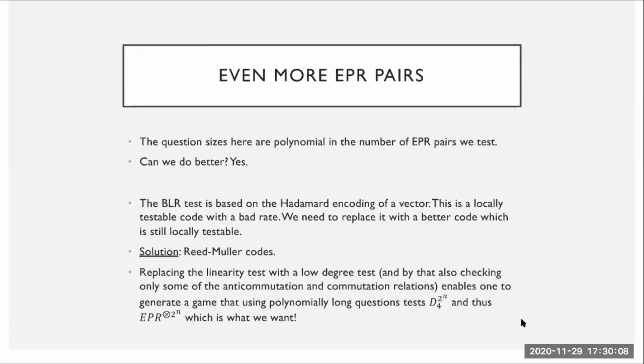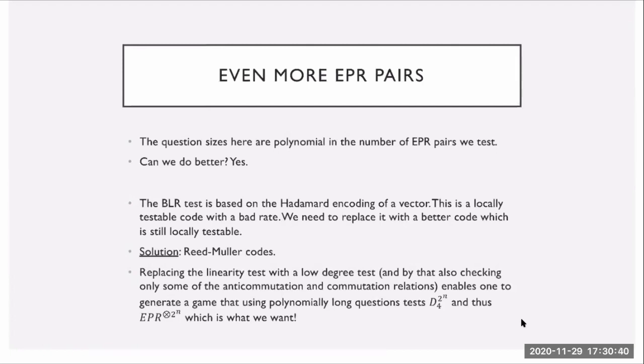Talk about this point. So what is the BLR test? Actually, it's taking a vector and encoding it using the Hadamard code of this vector, so taking all the inner products of this vector with any vector of your space. And this is your encoding. So you enlarged, you took a vector of size n, you encoded it using a huge vector of size 2 to the n. But what's good about this code is that it is locally testable.